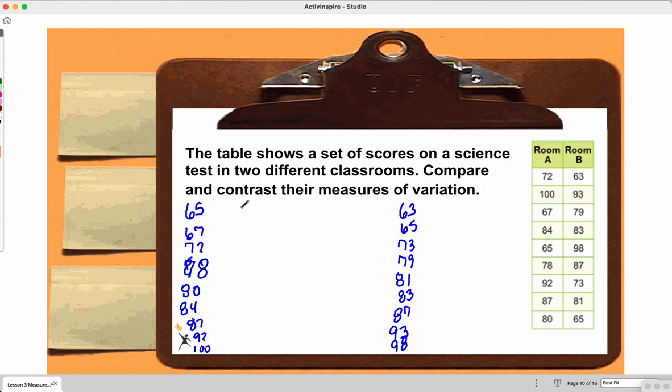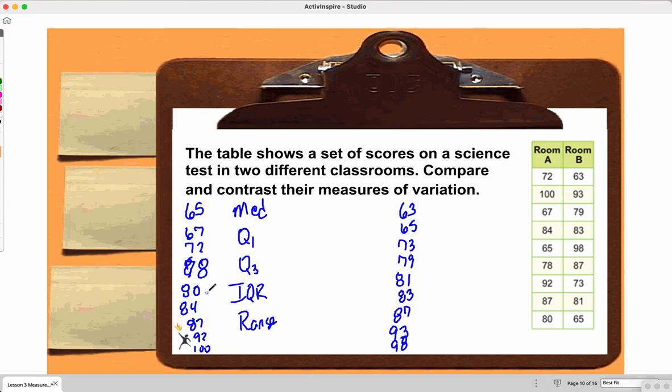So now I can find my measures of variation. My median, my Q1, my Q3, my IQR, and my range. Now, I'm going to tell you right now, again, you are going to check for outliers on yours, but there are no outliers in either of these sets of data. Okay? So, if we take a look at this, let's find our median.